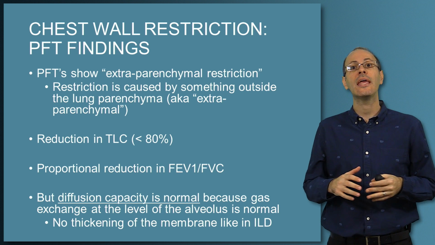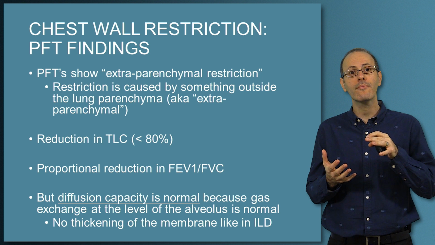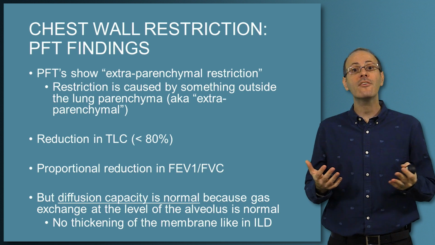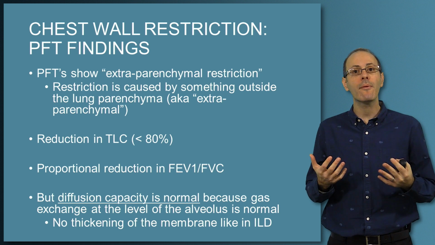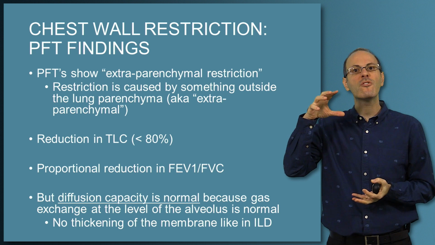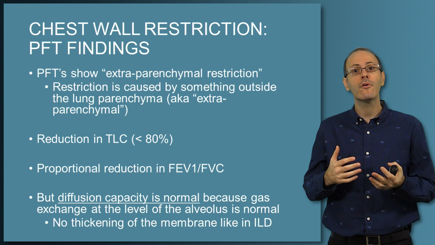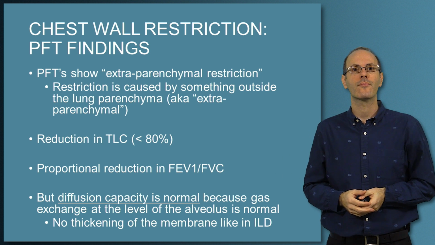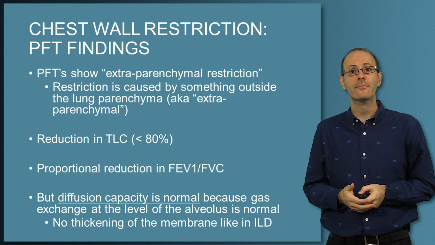However, in extraparenchymal lung restriction, like chest wall restriction, the diffusion capacity is normal because gas exchange at the level of the alveolus is normal. There's no thickening of the membranes. The lung tissue itself is normal. It's just that the lung is being squished by something like a kyphosis or a scoliosis, or perhaps by obesity and just extra weight on the chest wall. In these patients, the diffusion capacity is normal.